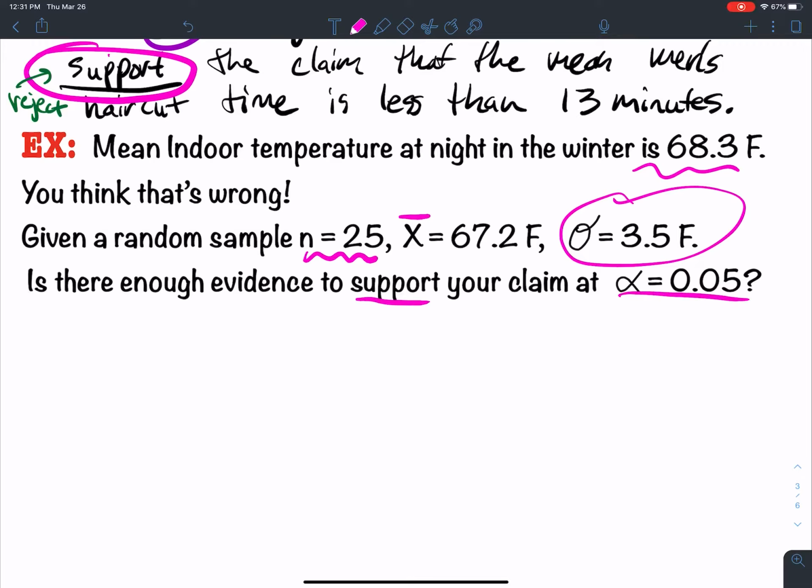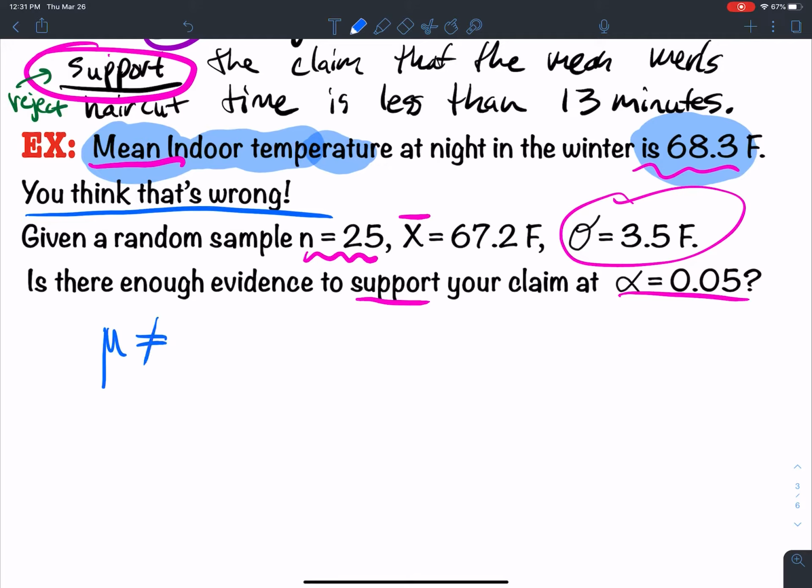Your question is: is there enough evidence to support this claim at 0.05? Okay? So we've got to write it out. Mean, okay? So the first number I see is 68.3. That's talking about the mean temperature. So what do I say here? I'm making the claim that it's wrong. So what does that mean? The mean is not equal to 68.3.